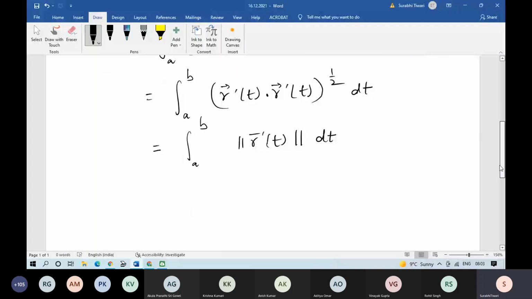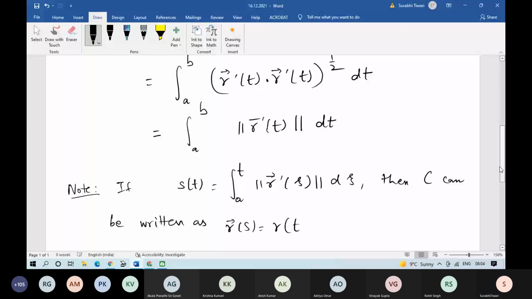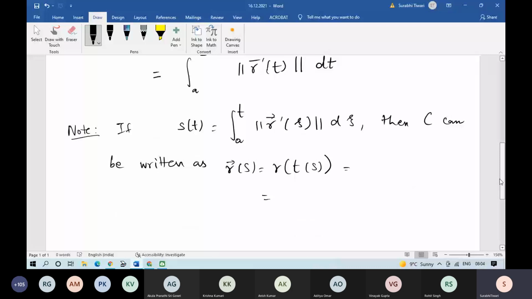Now similarly, in reverse, make a note. If s(t) is the integral from a to t of norm of R'(ξ) dξ, then C can be written as a position vector. How will we find it? R(s) is equal to R of t(s), which is equal to x of t(s) i plus y of t(s) j. This is just the representation, which we may use later on, so it is made clear here.